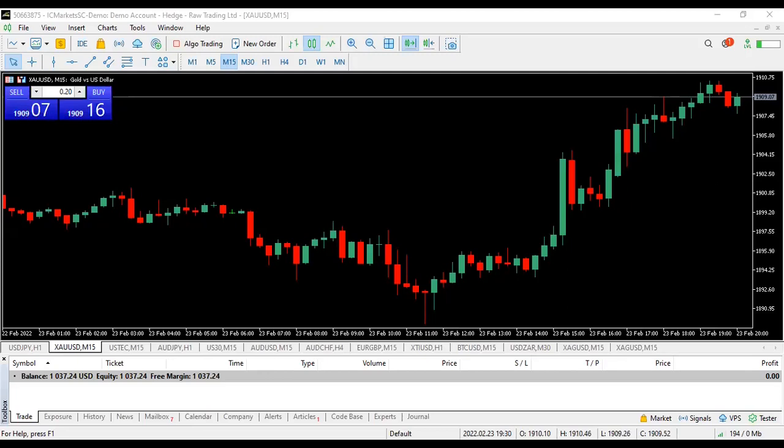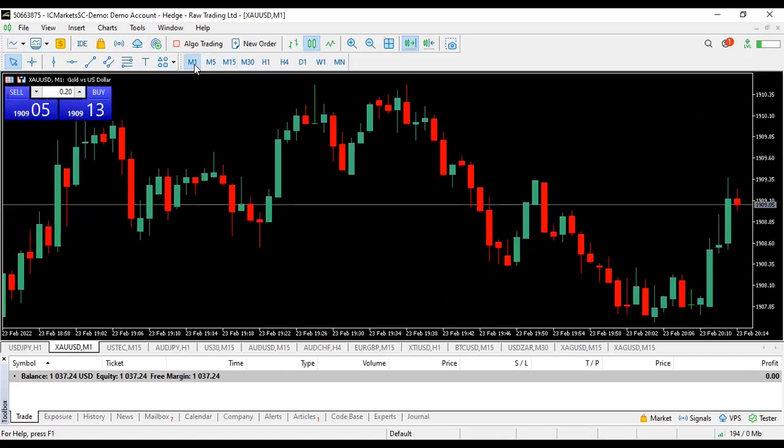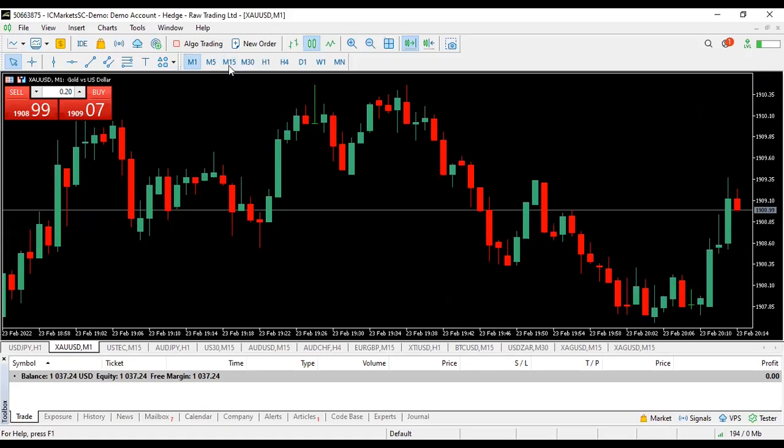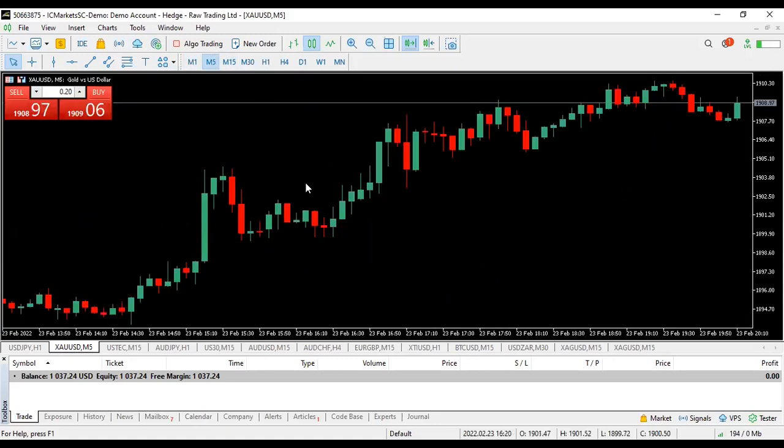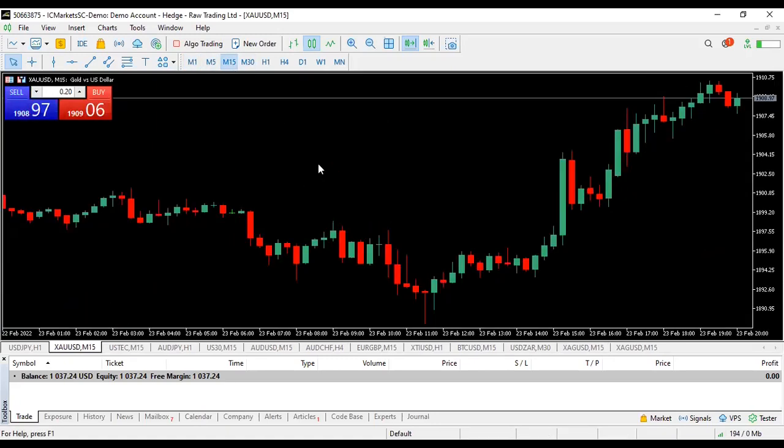So what is happening is, here we have time frames. We have 1 minute. I said yesterday we've got 1 minute. Each candlestick here that you see represents 1 minute. 5 minutes, each candlestick represents 5 minutes. 15 minutes, each candlestick represents 15 minutes. Like this candlestick, after 15 minutes, you see another one.